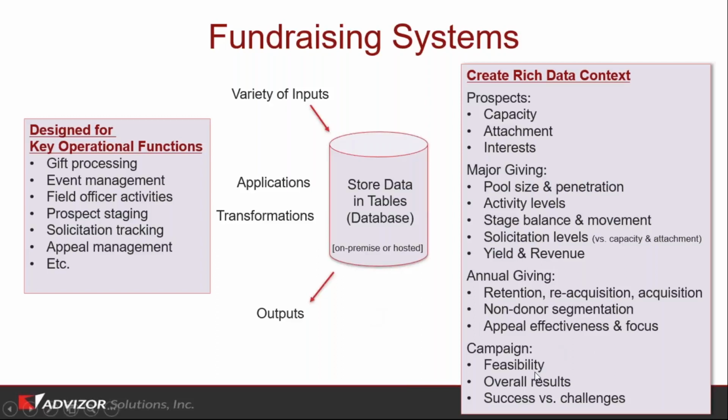Campaign feasibility, like how much are these prospects worth in total by group, by sports, by science majors, whatever the different themes would be. What are our overall results and what's the success and the challenges? So our proxy is these systems, whether they're Blackbaud systems, Ellucian systems, Salesforce, they're all kind of doing the same thing. But if you think holistically about the data that runs through it, there's incredibly rich content in them.